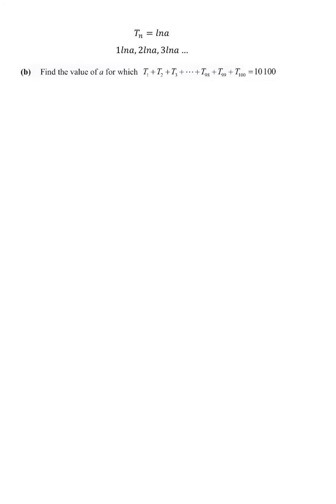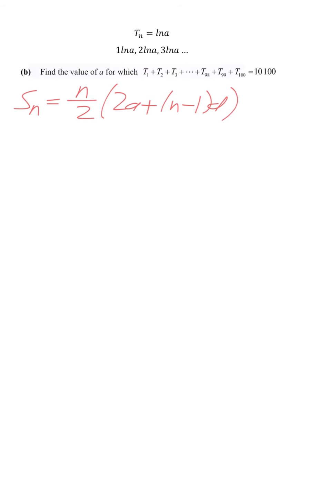Okay, part B now, we need to find the value for a for which the first 100 terms add up to 10,100. So the sum of the first 100 terms. I'm going to write down the sum formula. Sum of n equals n over 2 times 2a plus n minus 1 times the difference. We're being told now that this equals 10,100, and we need to find the value of a for which this happens. Now you can see I've written out the first 3 terms, which we got from the previous part of the question.